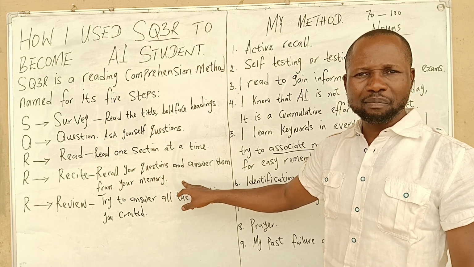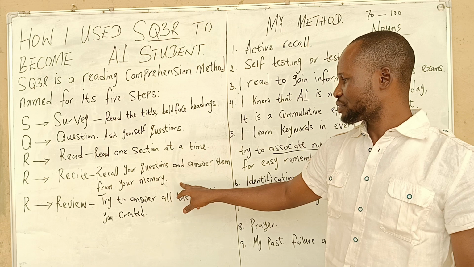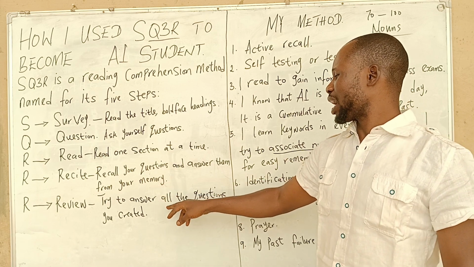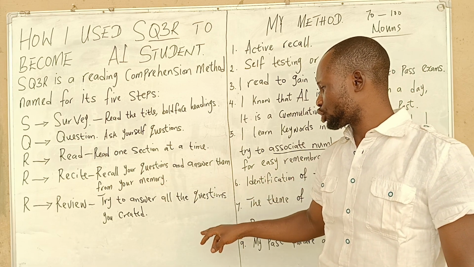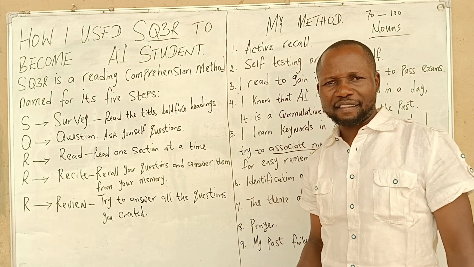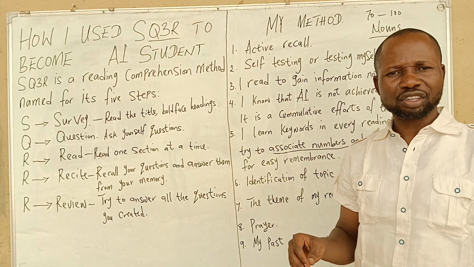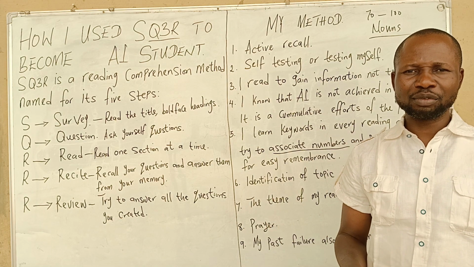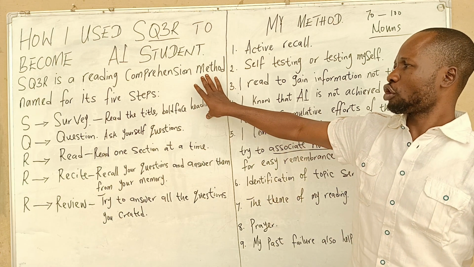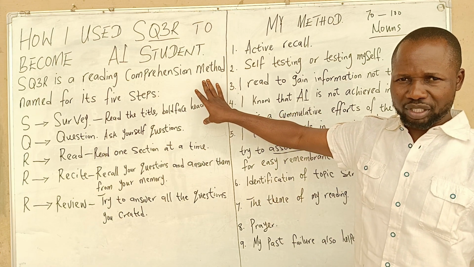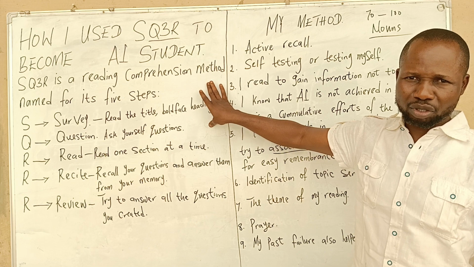That means you need to remember. Then the next is review. Try to answer all the questions you created. So, as many questions as you created, try to answer them. Remember, I told you this is the normal way of using it in a subject, not in a literature textbook.